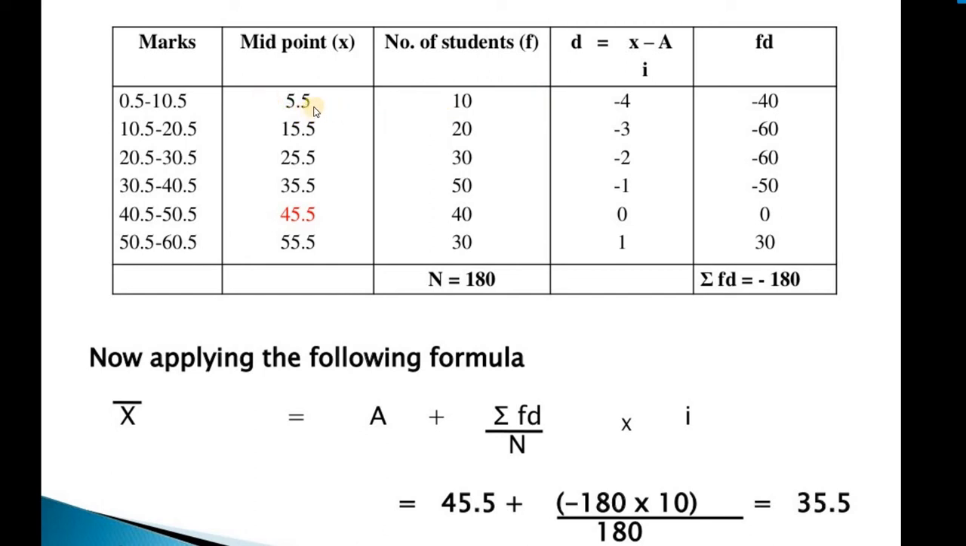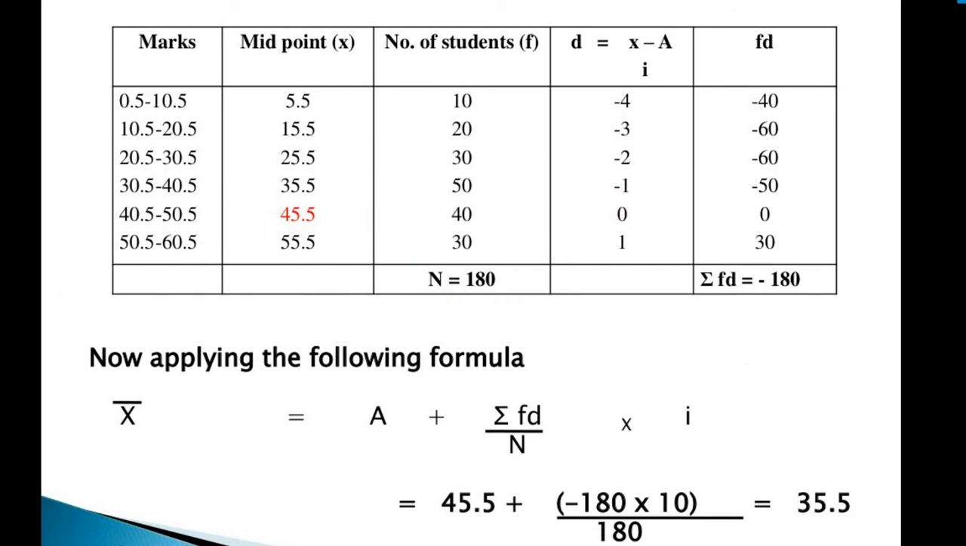Then we need to subtract a from x, that means 5.5 minus 45.5 divided by 10. Then we get the answer minus 4. Next one, 15.5 minus 45.5 divided by 10. The answer is minus 3. Next one, 25.5 minus 45.5 divided by 10. The answer is minus 2. 35.5 minus 45.5 divided by 10. The answer is minus 1. 45.5 minus 45.5 divided by 10, 0 divided by 10, is 0.